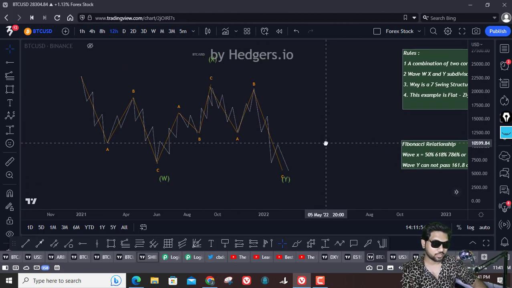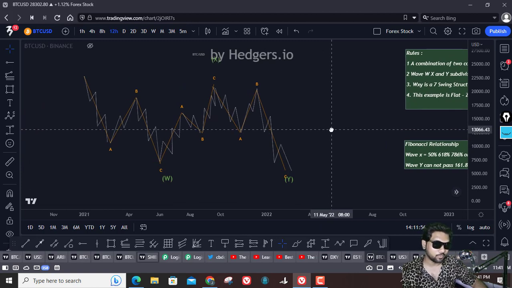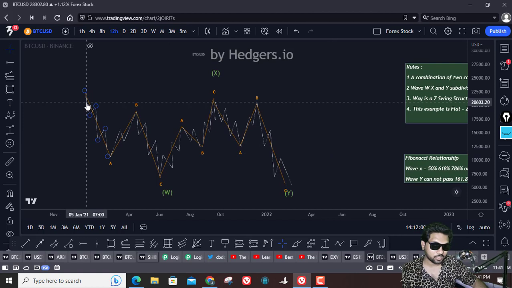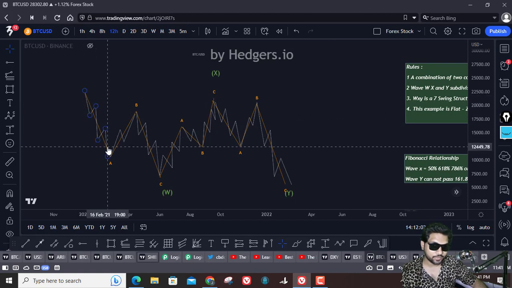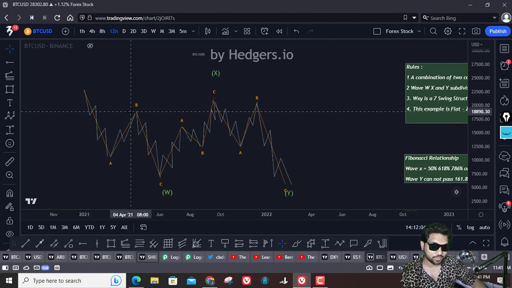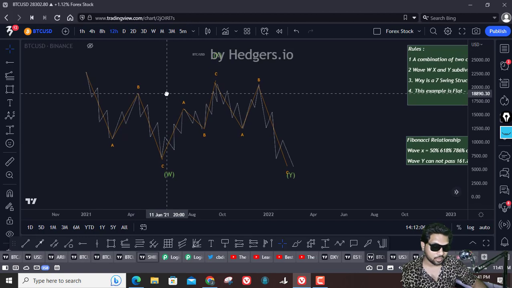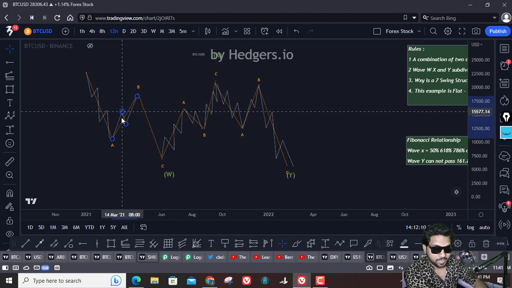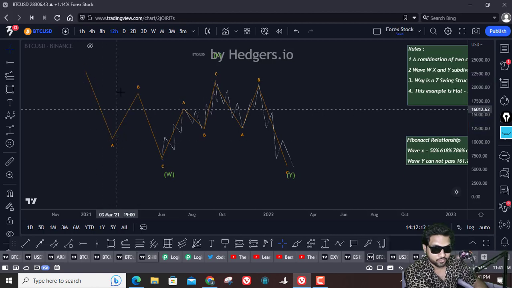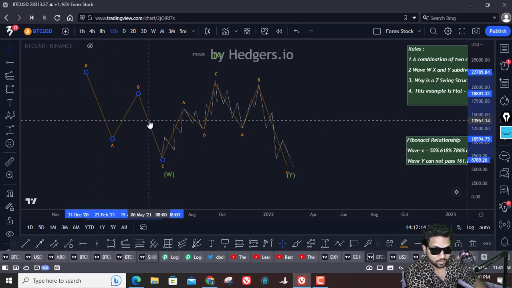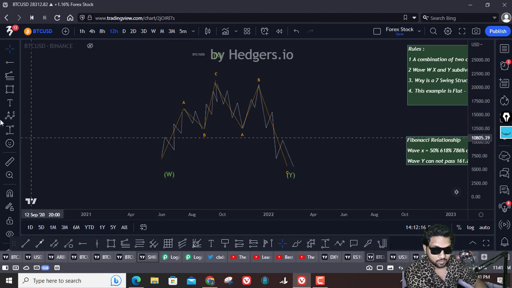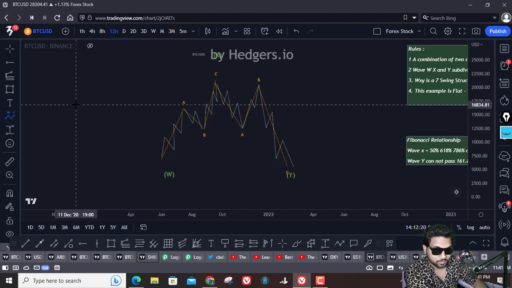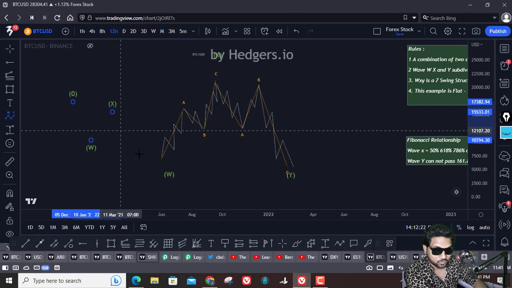Now there is the second type of WXY correction, which consists of 3 corrective waves to the downside, 3 corrective waves to the upside, and like this. Let me just show you here. This is right now the 3 corrective wave ABC. Okay, what happens is simply, you can see here, WXY.